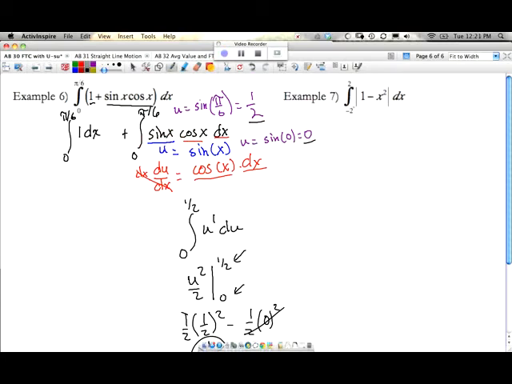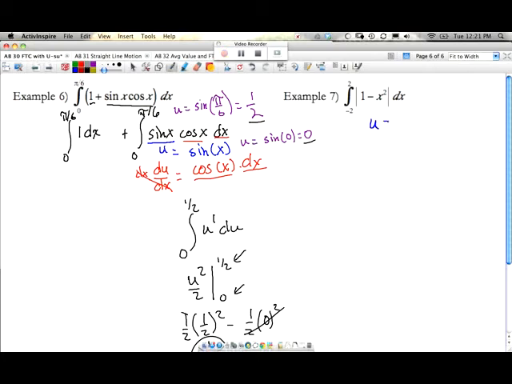Next one, example 7 here. We're going from -2 to 2 of the absolute value of 1 minus x squared. Okay, so this is a little bit different. We're talking about the absolute value of 1 minus x squared from -2 to 2. When I look at this, I see a couple of things. If this says 1 minus x squared, I know that that's going to be a symmetrical graph. And that's actually going to help me a lot in terms of visualizing this. But let's just take it purely from a u substitution, see how that works for us.